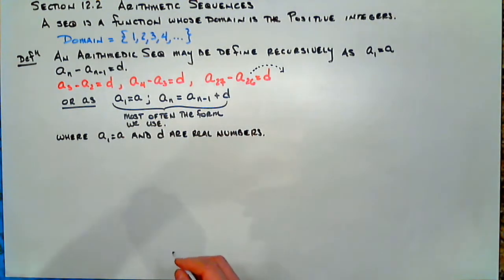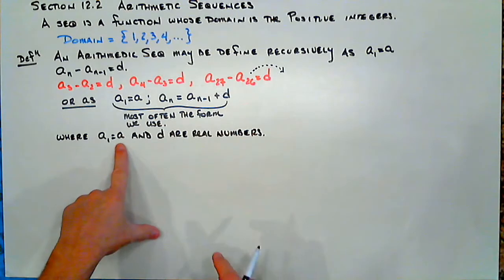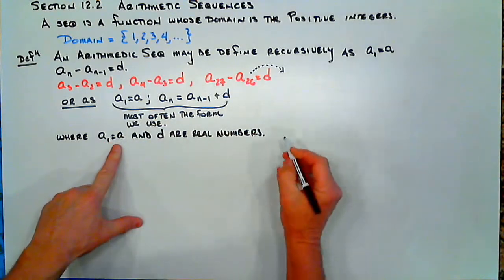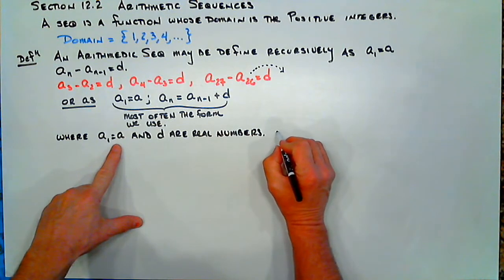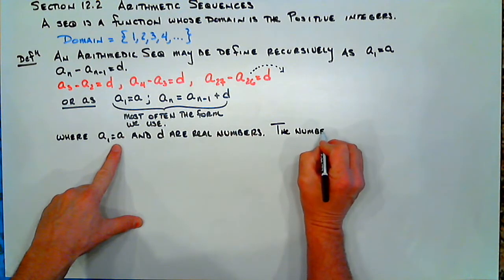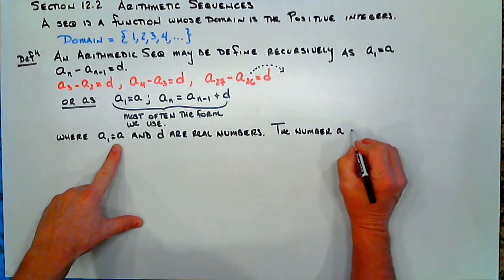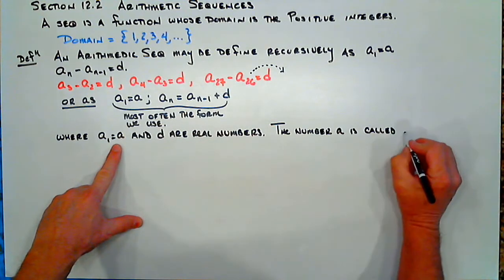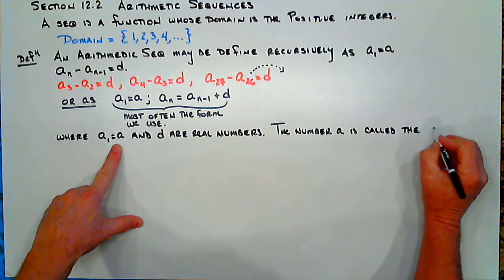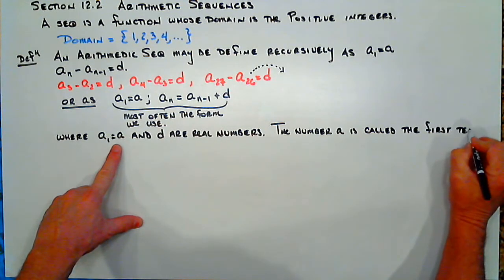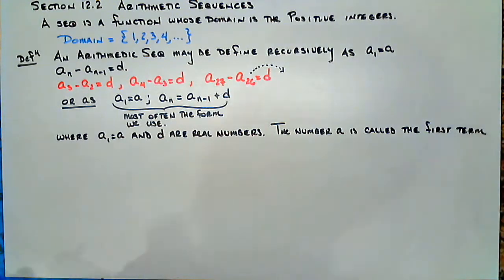It goes on in the book to just define for us the name of each of these. This says A sub 1 equals A. So your author says the number A is called the first term. All right, now that doesn't come as a big shock to anybody, right? The number A is called the first term.